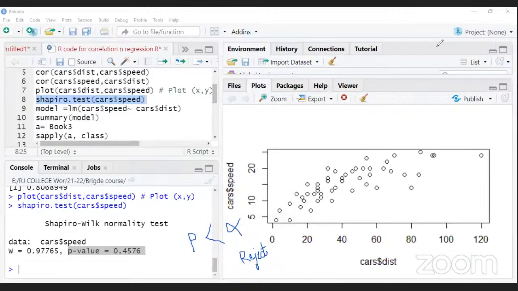Yeah, that is also fine. See, some students are suggesting that if the p-value is lower than alpha, we reject the null hypothesis, and we accept if the p-value is higher than alpha. Great. Correct.